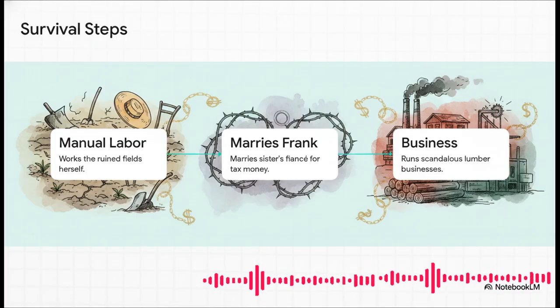Then, she takes over and runs these scandalous lumber businesses, fiercely managing them herself. Society criticizes her constantly, but you know what? She truly doesn't care. Love and morality are out. Wealth and survival are in.